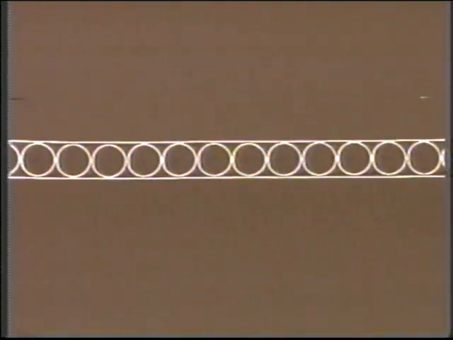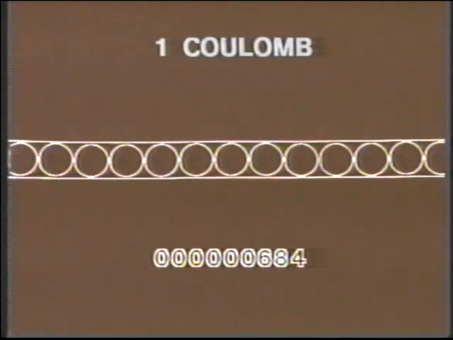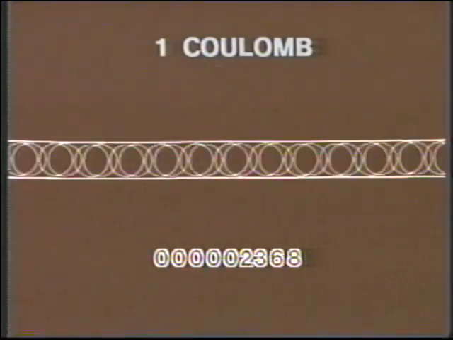For electricity to be of any practical use, electrons must flow through a conductor. The unit used to measure the rate of electron flow is called the ampere, sometimes shortened to amp. When 1 coulomb of electrons flows past a given point in 1 second, 1 ampere of current is flowing. The symbol for current is the letter I.